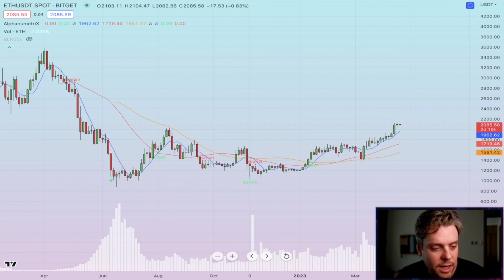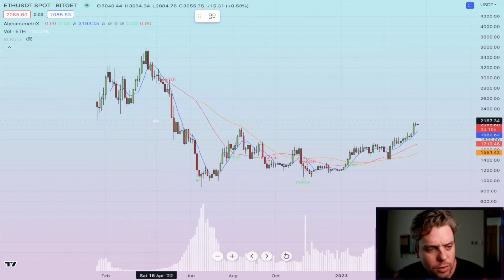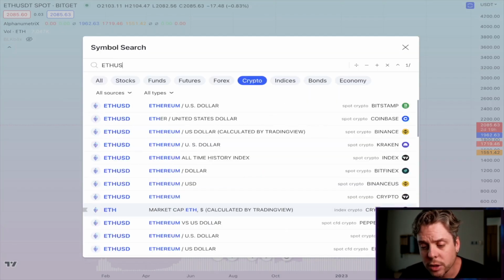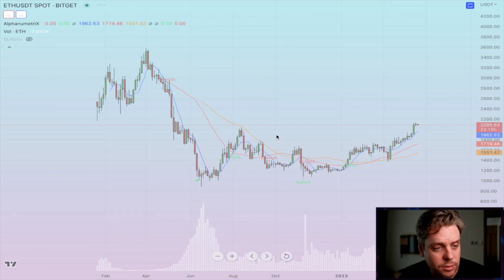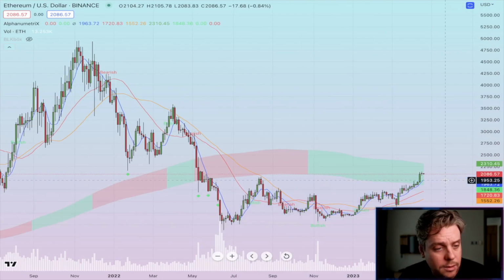But let's break down the support and resistance points of important note here. Let's actually go to a longer chart, get some more data. This is the BitGet chart.